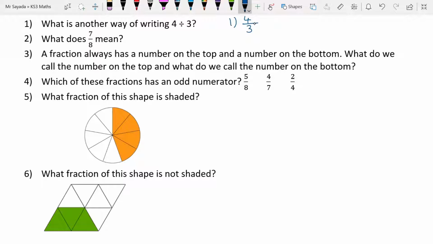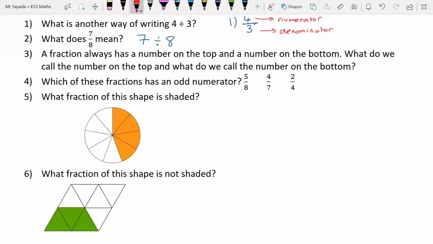What does 7/8 mean? Well, 7 over 8, that means 7 divided by 8. And the number on the top is called the numerator, and the number on the bottom is called the denominator. So those are questions 1, 2, and 3. Denominator.